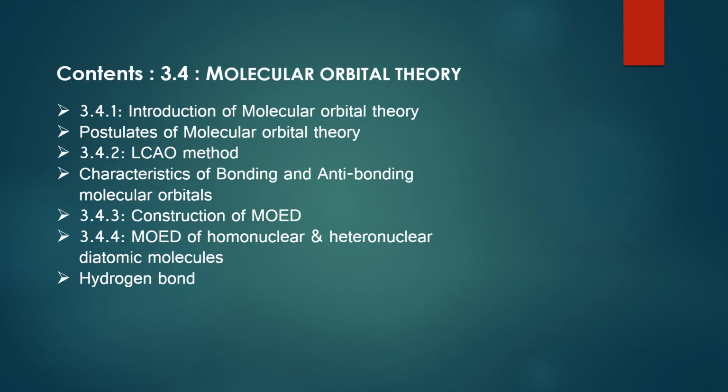The contents of the molecular orbital theory are: introduction of molecular orbital theory, postulates of molecular orbital theory, LCAO method, characteristics of bonding and anti-bonding molecular orbitals, construction of molecular orbital energy diagrams, MOED of homonuclear and heteronuclear diatomic molecules, and the last one is hydrogen bond.